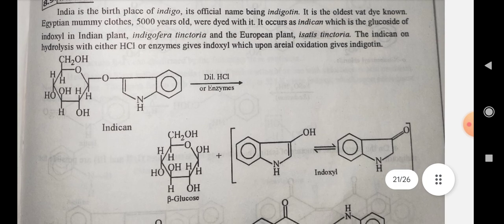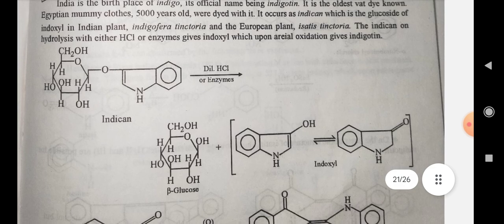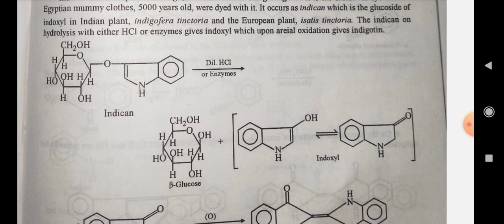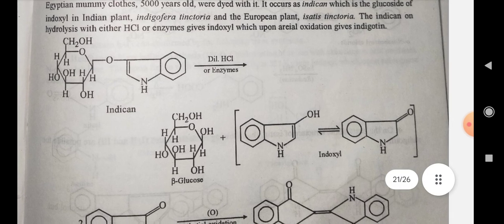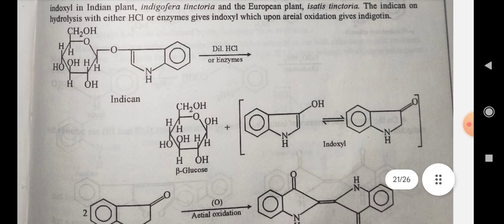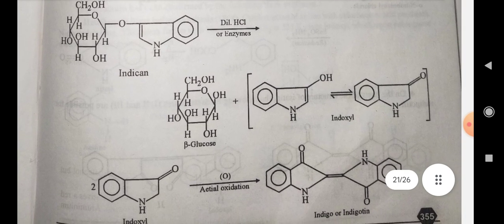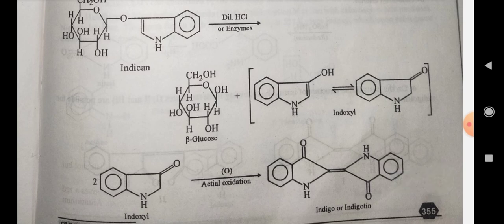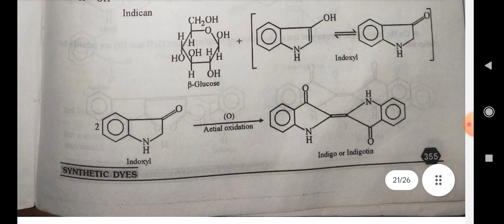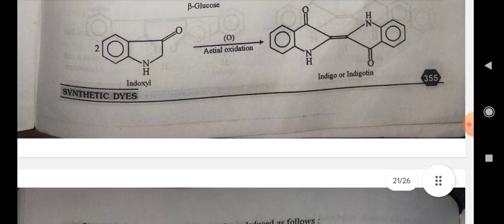It occurs as indican, the glucoside of indoxyl, in the Indian plant Indigofera tinctoria and the European plant Isatis tinctoria. Indican on hydrolysis with dilute HCl and enzymes gives indoxyl, which upon aerial oxidation gives indigotin. When indican is heated with dilute HCl and enzymes, beta-glucose is formed as a product, and then the indoxyl compound is oxidized in air and indigo is formed as a product.